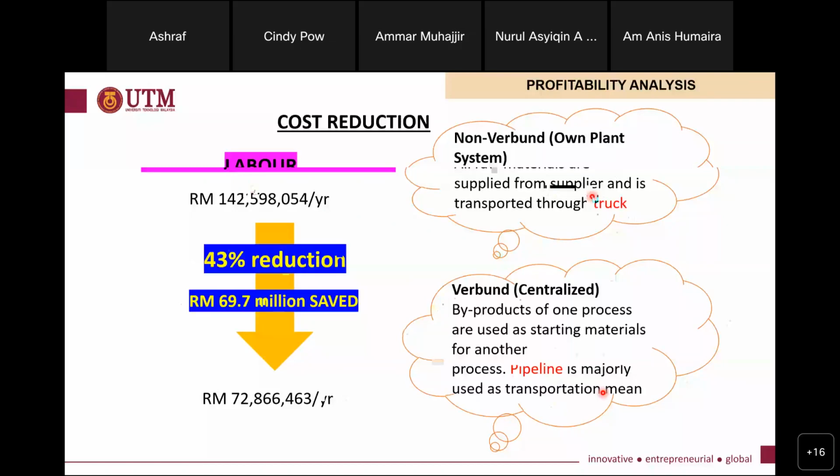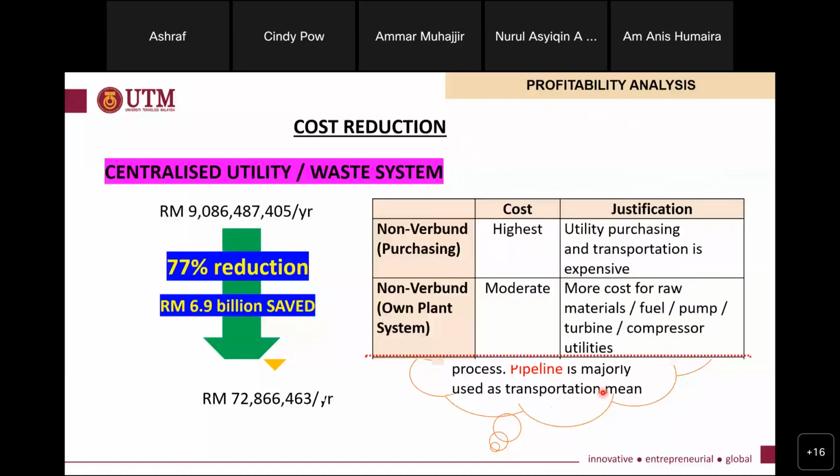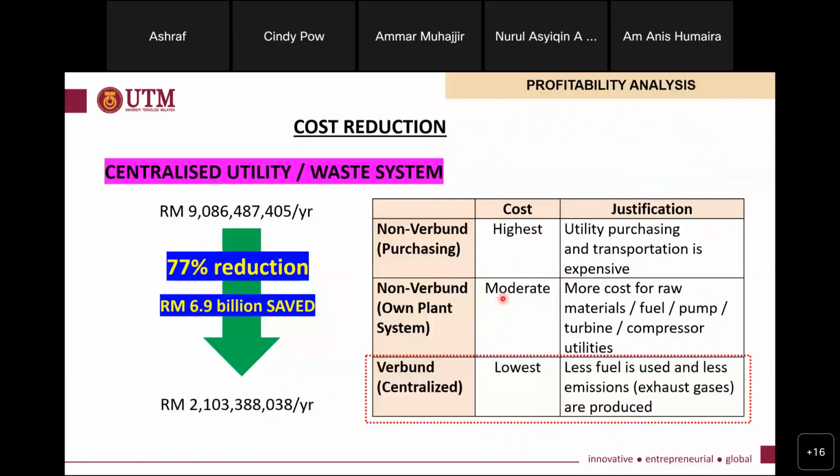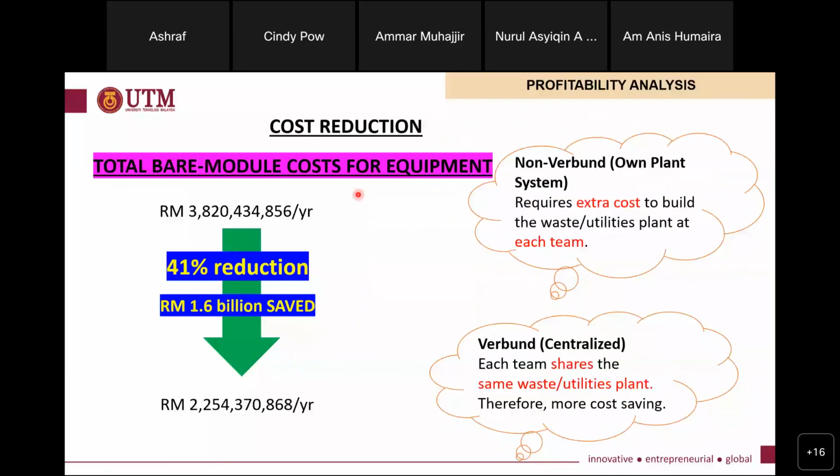While the non-Verbund purchasing ranks the highest in cost because utility purchasing and transport are expensive. While the Verbund on-plant system, the cost is moderate because of the more cost for the fuel, turbine, and compressor utilities. For the total bare module cost for equipment, overall, we realized a reduction of a total 1.6 billion ringgit, or equivalent to 41%.